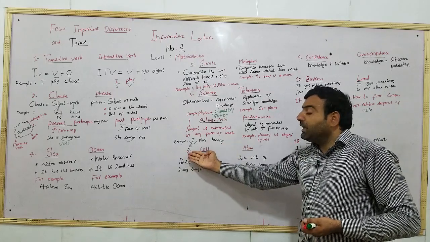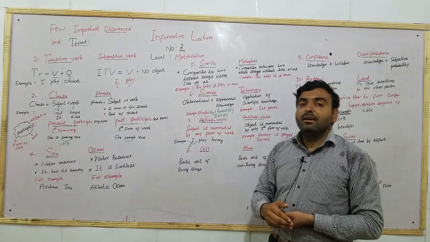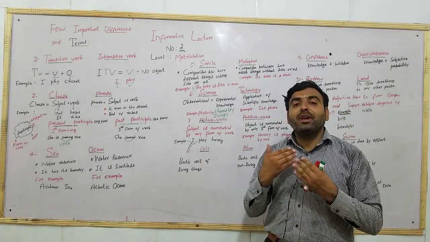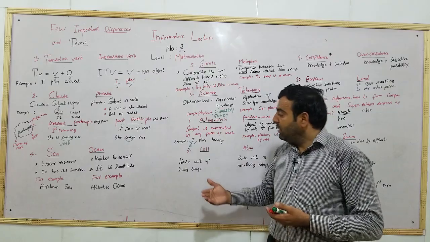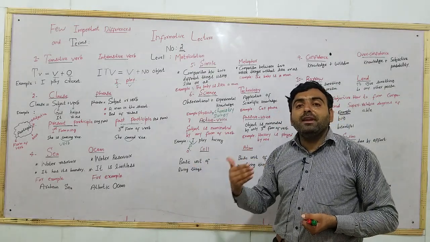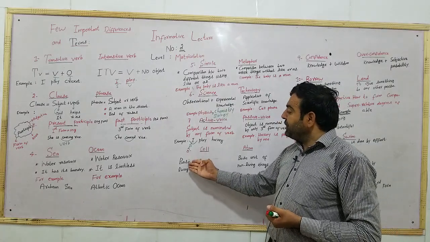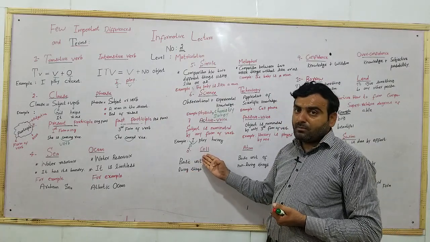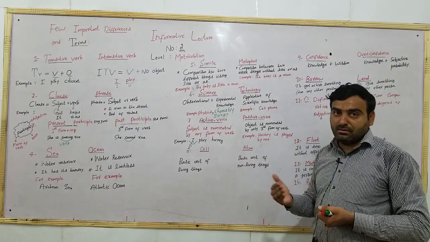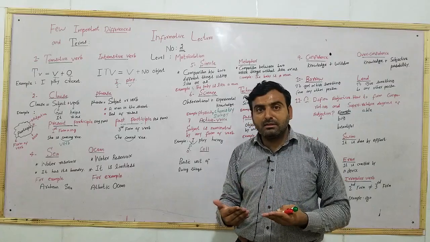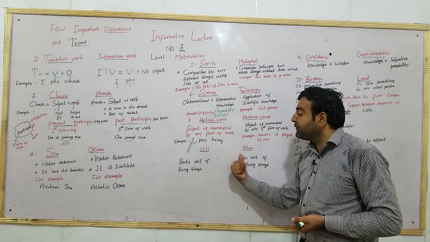Now come towards the eighth important term, that is cell and atom. My dear students, you have studied that the cell is the basic structural and functional unit of any living thing. Without cells, the life of living things is not possible, because the basic unit of living things is called the cell. Now, what is an atom? An atom is the basic unit of non-living things. It means every living thing is made up of cells, and every non-living thing is made up of atoms. So this is the basic difference between cell and atom.